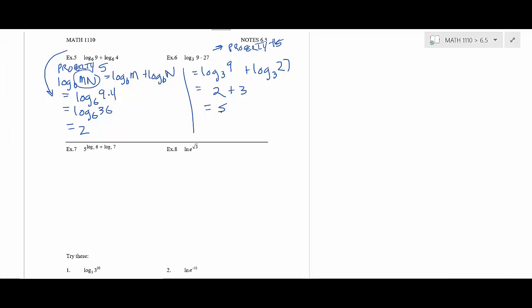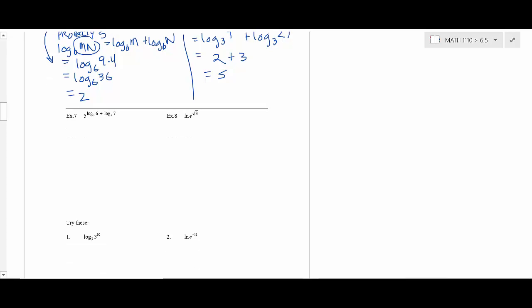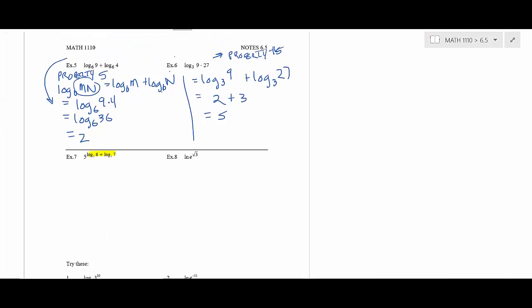Okay, and again, in order to do this, you've got to have multiplication right there. You have multiplication of two numbers, you can break it up into the sum of two logs, okay? Okay, the next one. If you look at the exponent, you're still going to use property 5 on this. You're going to use more than one property on this, but if you look at property number 5, that says if you have two logs of the same base added, then how do you put those two logs into one log?